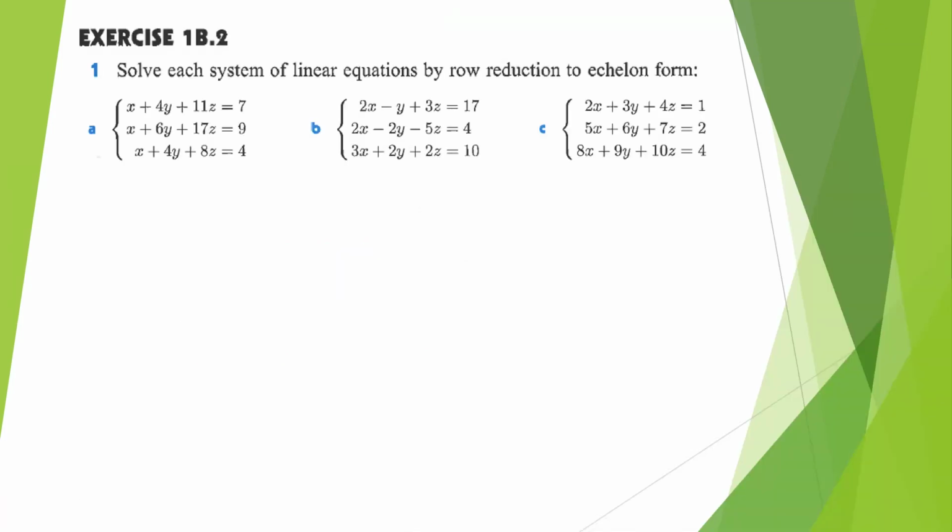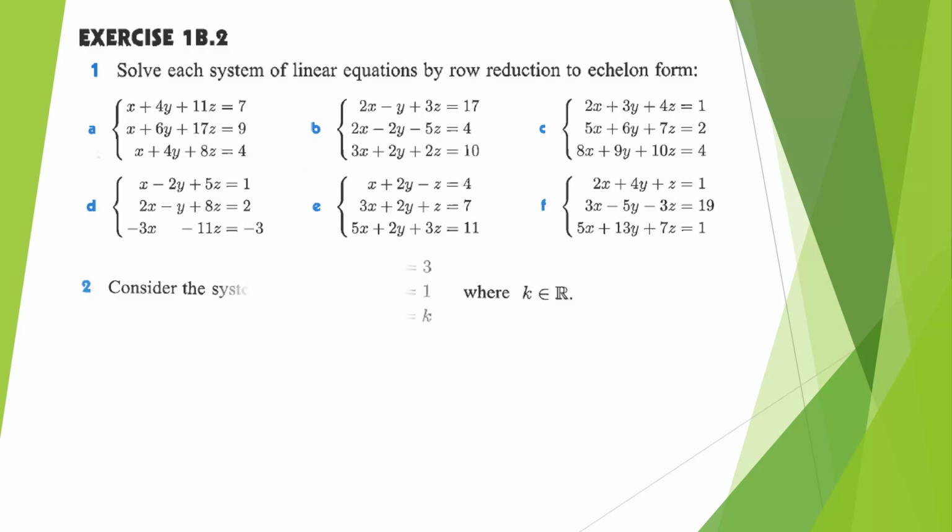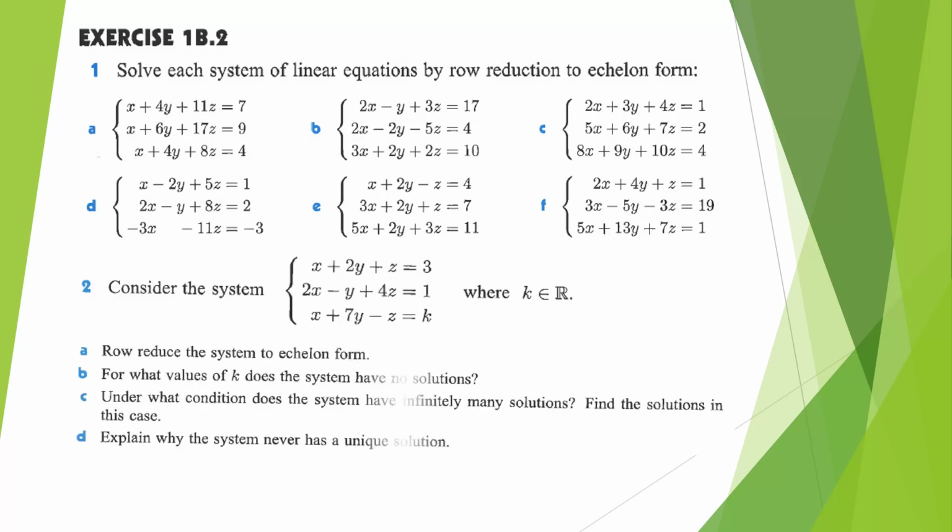This is some exercise of solving the system of linear equations by row reduction or to echelon form. Echelon form means elementary row operations. This one: consider and row reduce the system to echelon form or something.